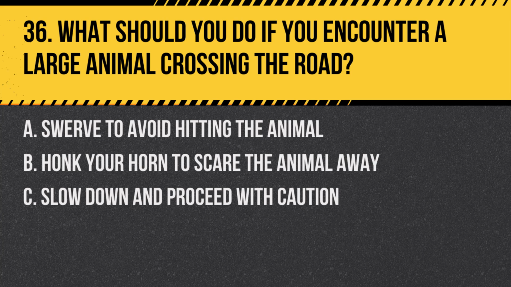Question 36. What should you do if you encounter a large animal crossing the road? A. Swerve to avoid hitting the animal. B. Honk your horn to scare the animal away. C. Slow down and proceed with caution. Answer: C. Slow down and proceed with caution. If you encounter a large animal crossing the road, you should slow down, be prepared to stop, and proceed with caution to avoid hitting the animal.